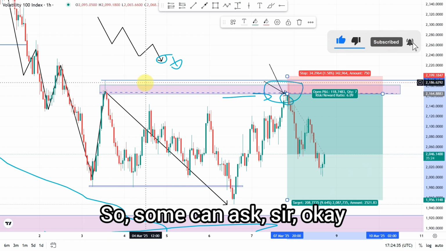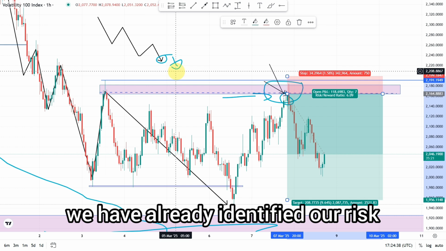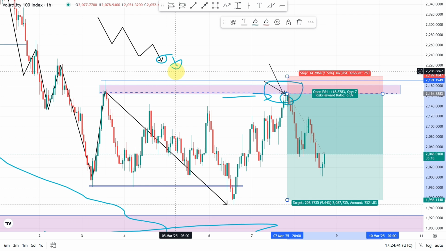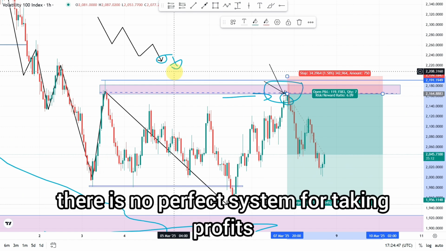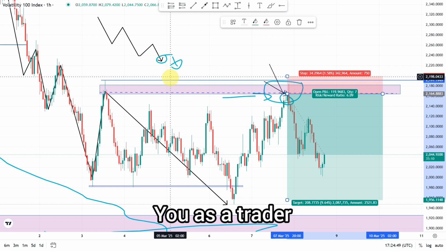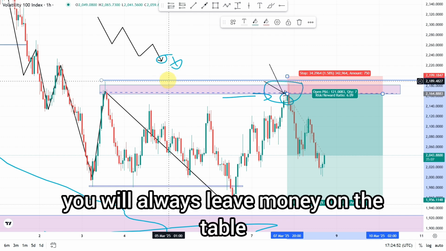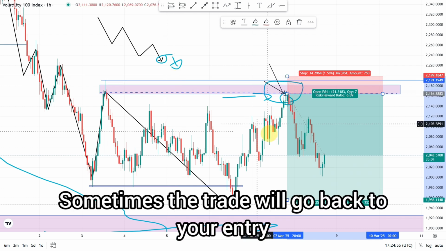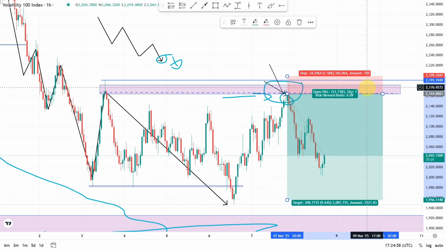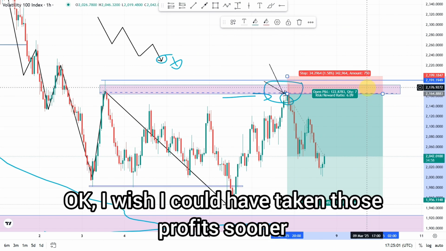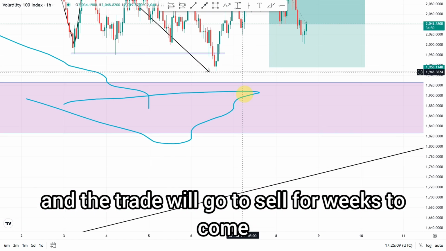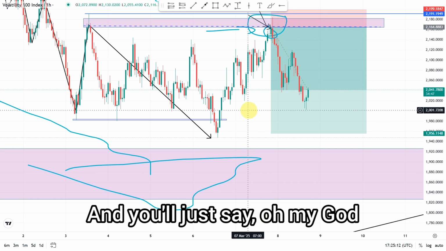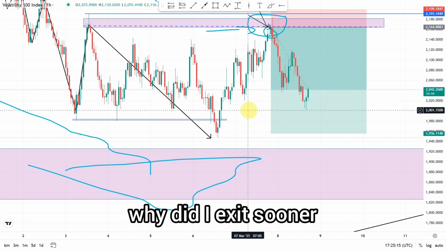So some can ask, sir, okay, we have already identified our risk. How can we predict our take profits? Let me tell you, there is no perfect system for taking profits. You as a trader, you will always leave money on the table. Sometimes the trade will go back to your entry and leave you frustrated, and you start to blame yourself, okay, I wish I could have taken those profits sooner. Sometimes you will take your profit sooner and the trade will go to sell for weeks to come. And you just say, oh my God, why did I exit sooner?